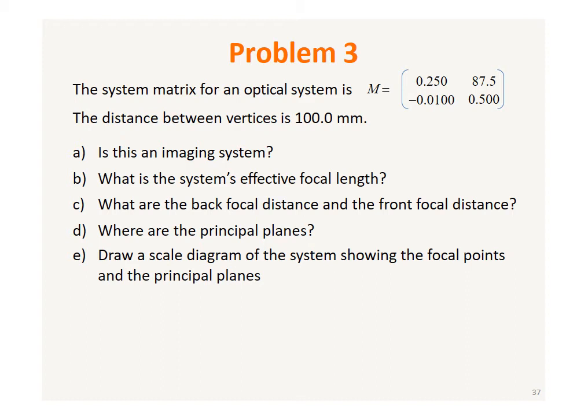So in this problem, I've given you the system matrix for the optical system. I've already done that calculation for you. I hope you can remember how to do your matrix multiplication. I want you to have a look at the A, B, C, D elements of that matrix and tell me, is it an imaging system or not? Find out the effective focal length. Find out the front and the back focal distances. Find the distances to the principal planes H1 and H2 and draw a diagram.